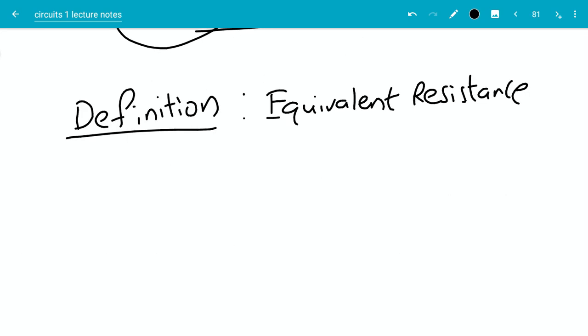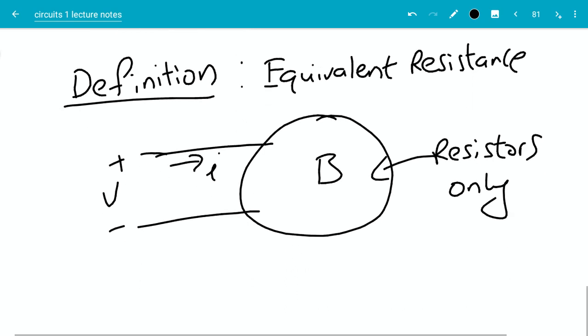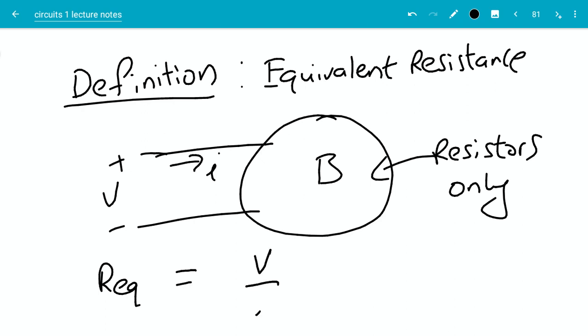So let's formalize what we just said here. If there is any part of a circuit which only has resistors, then if you apply a voltage V and measure the current I going in, the equivalent resistance R equivalent will be defined as V over I.